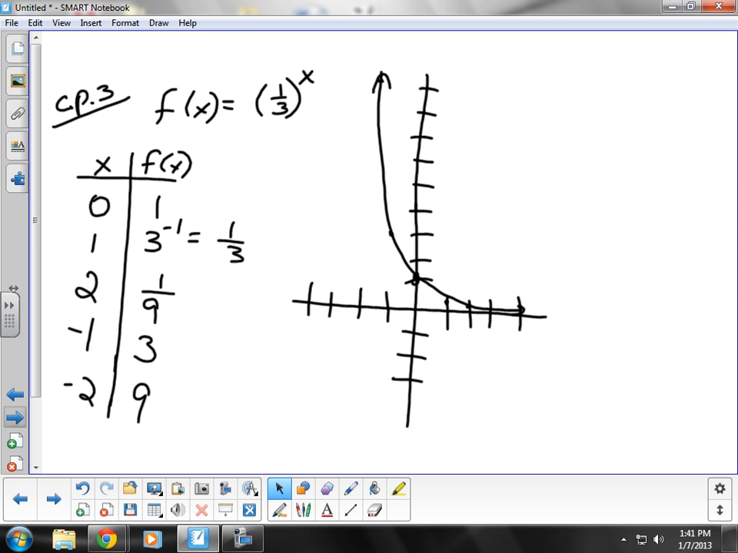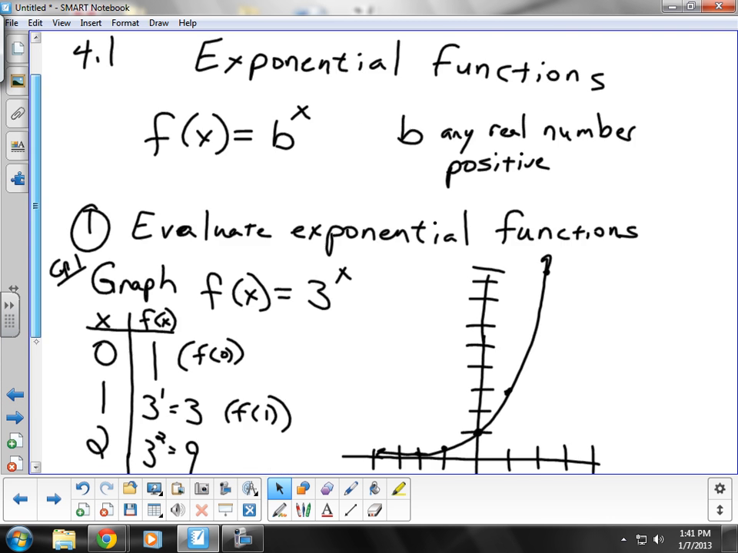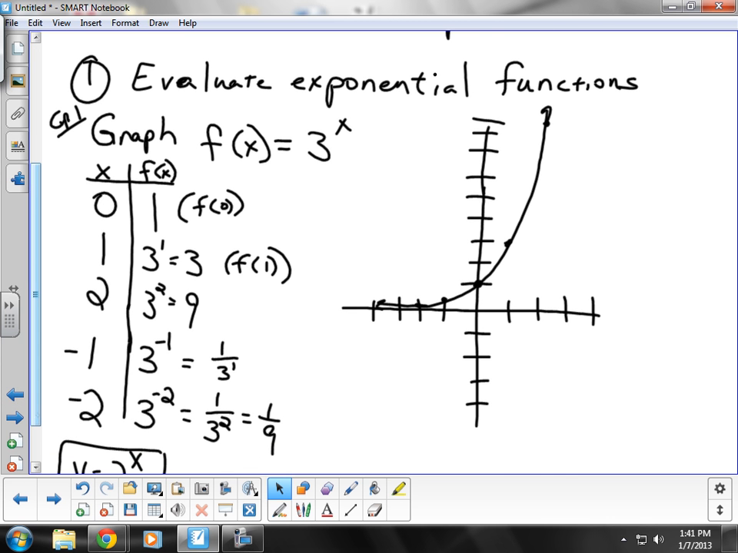It says if b is greater than 1. Remember, we said b had to be greater than 0, but it's saying if it's a number bigger than 1, then f of x equals b to the x is a graph that goes up to the right and is increasing. So remember it was this one. Right? Because 3 is a number bigger than 1, so it's an increasing graph. So it's going to look like that.